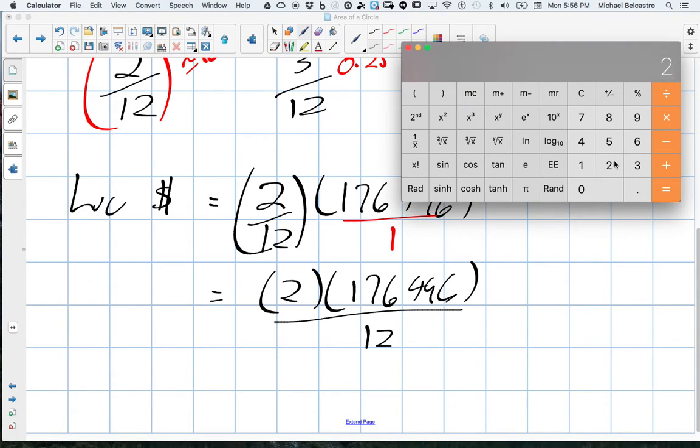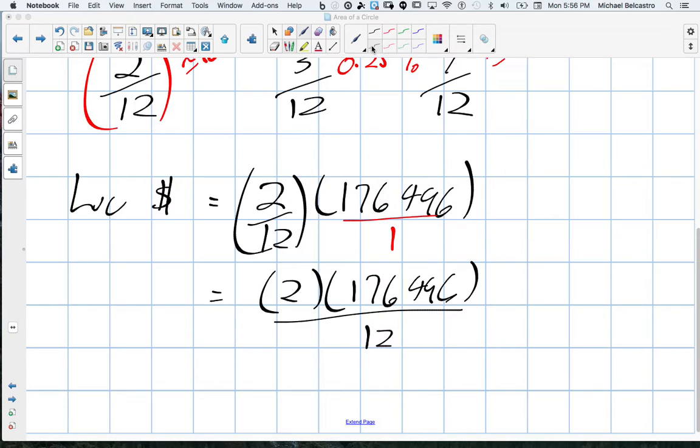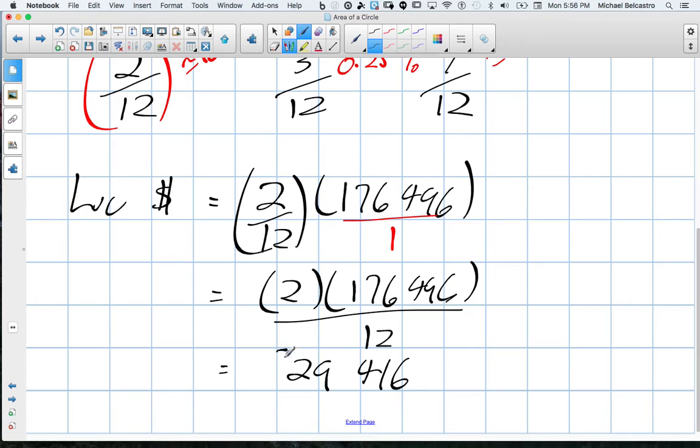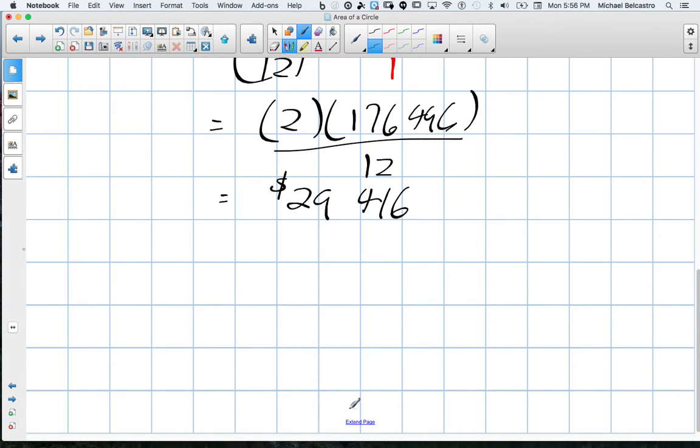Let's do it in that order. We take the top number, 2 times 176,496. We get a number, and then we just divide that by 12. We don't even have to write that one down. We divide it by 12 and get 29,416. So Luke made $29,416. Nice, until you see everybody else's share.